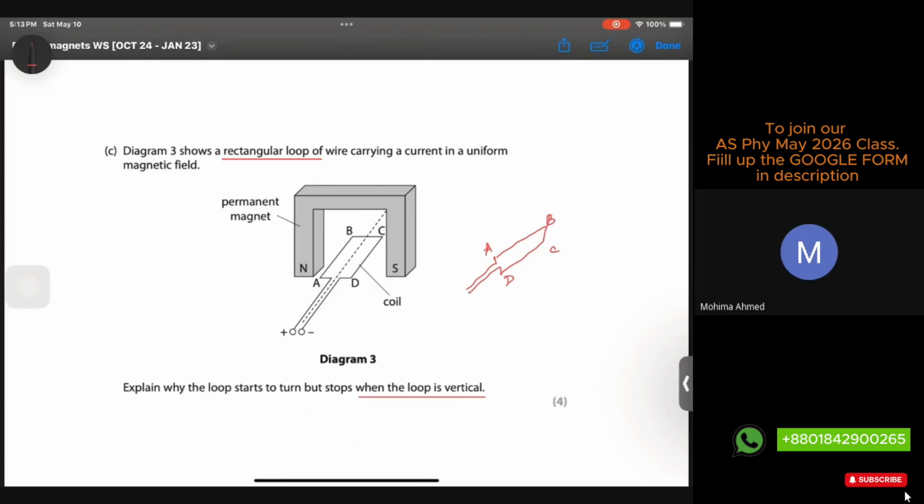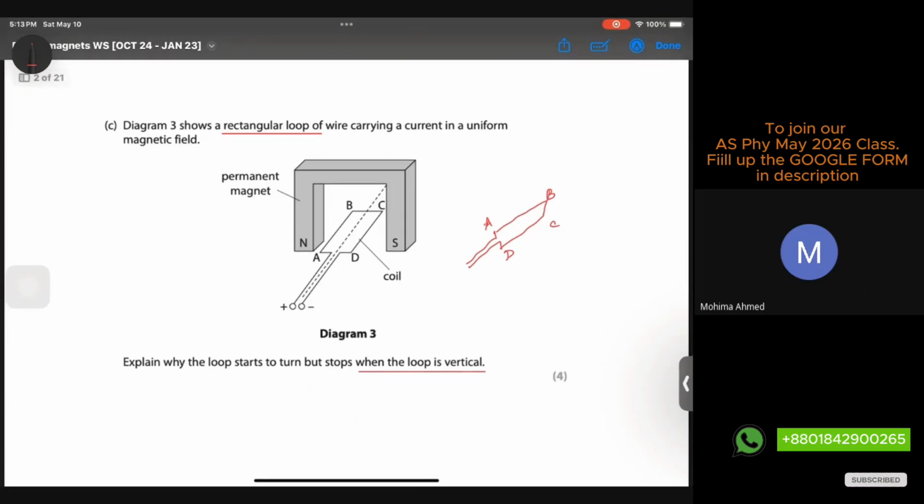The reason is that we first have to explain why the loop would start turning in the horizontal position. Obviously, we should consider this as a current carrying coil. The current carrying coil has its own magnetic field lines. So whenever the coil's magnetic field lines interact perpendicularly with the field lines of the permanent magnet, this exerts a force on the wire, specifically on AB and CD.